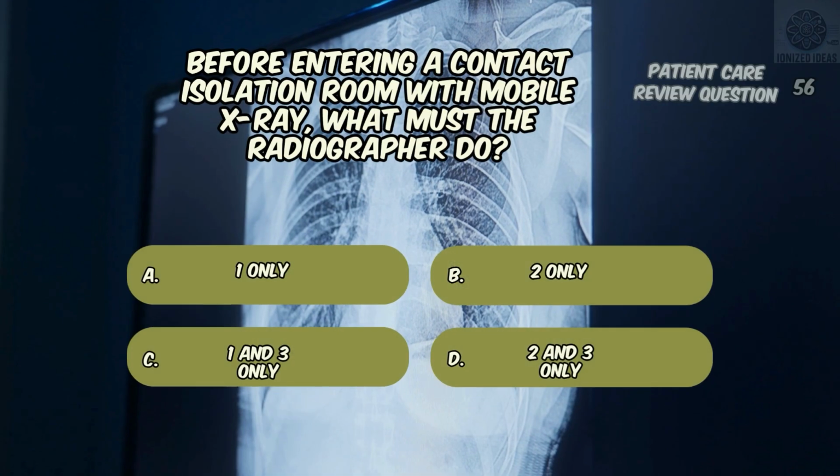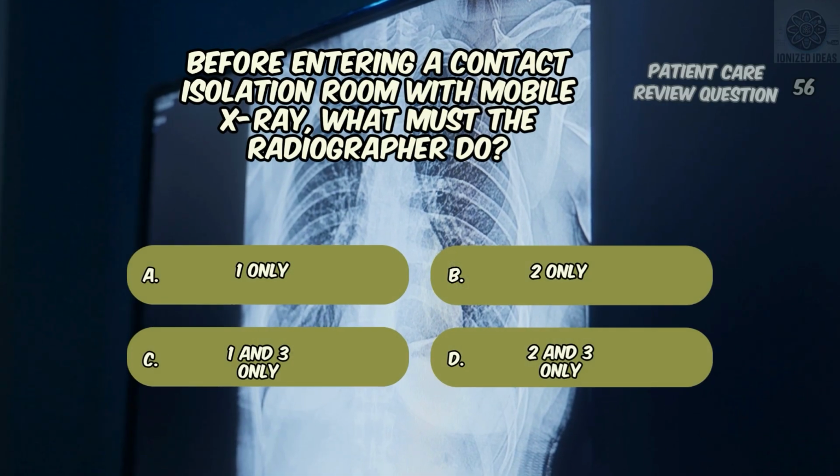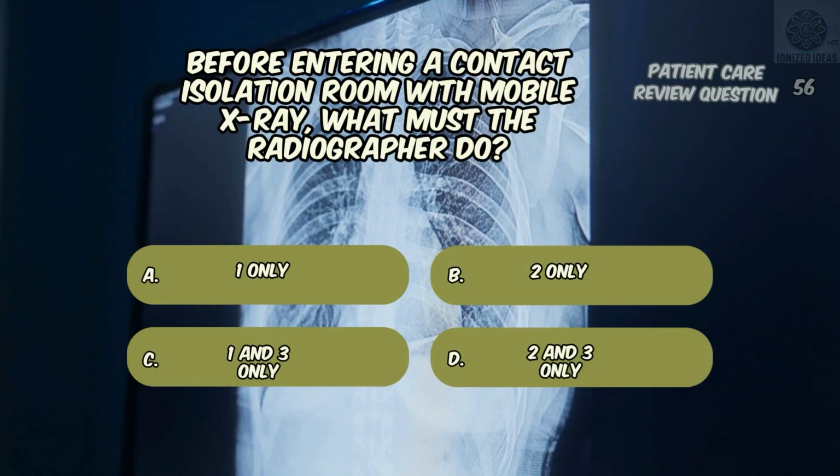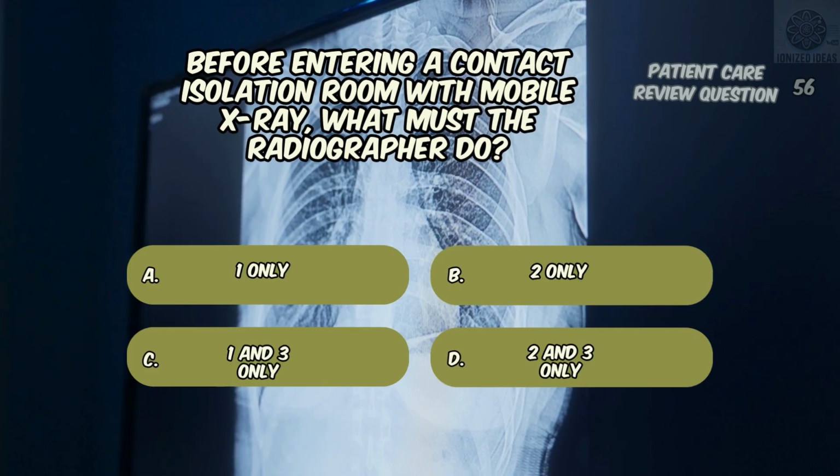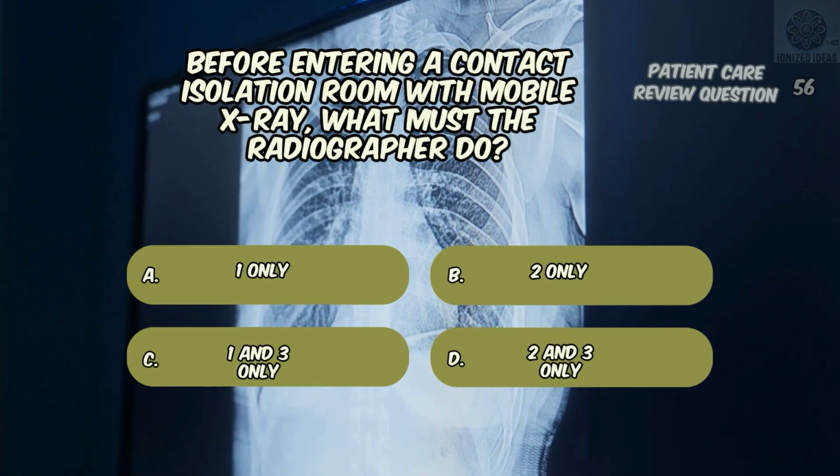Before entering a contact isolation room with mobile X-ray, what must the radiographer do? A. 1 only. B. 2 only. C. 1 and 3 only. D. 2 and 3 only.